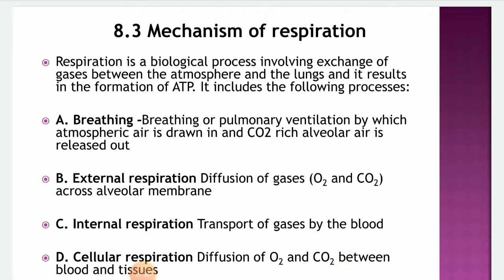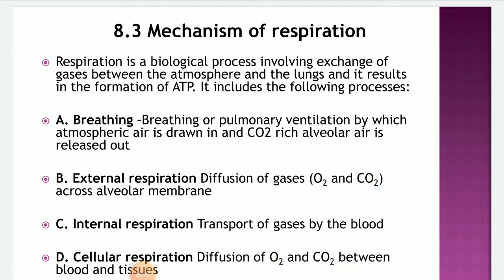In the second part, that is external respiration, we are going to talk about diffusion of gases, that is oxygen and carbon dioxide, and how the gases will be transported. Then the third part is called internal respiration, where there is transport of gases by the blood. And the last process is called cellular respiration, where there is diffusion of oxygen and carbon dioxide between blood and tissue, as well as how ATP is formed, which we are going to discuss in cellular respiration.